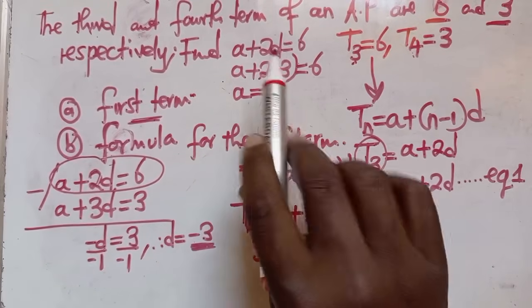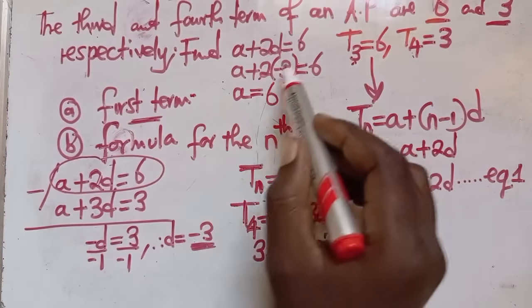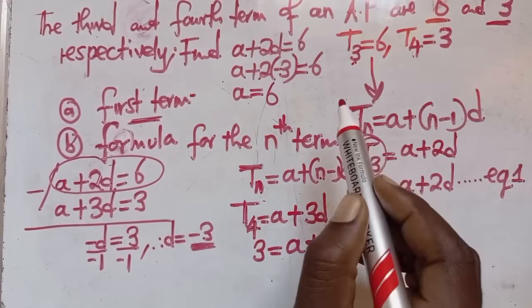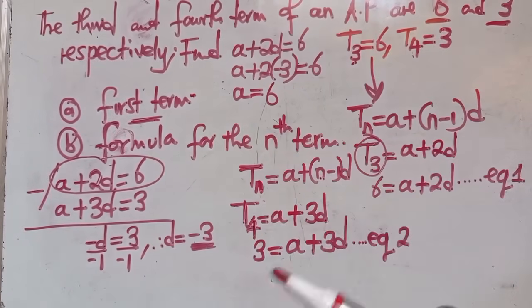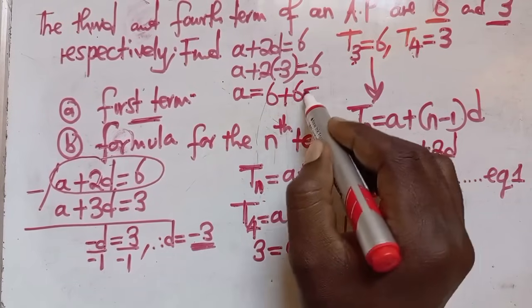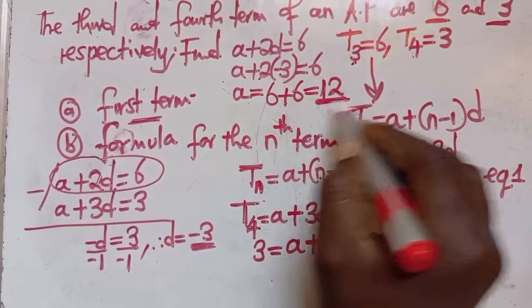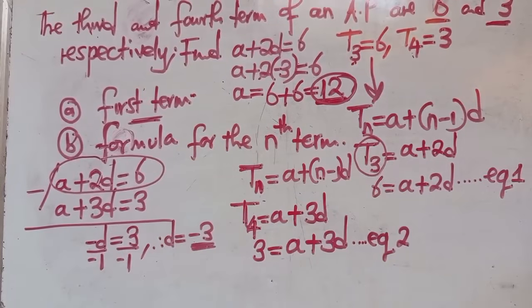So negative 6, when it goes to the other side, where we have 6, becomes a positive. So that is plus 6. Then 6 plus 6, that is 12. So meaning that the first term is 12. You are done. You conclude, therefore, the first term is equal to 12. I guess you've seen how I've answered this particular question.